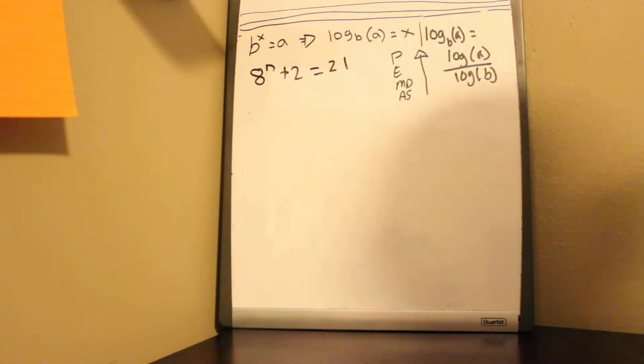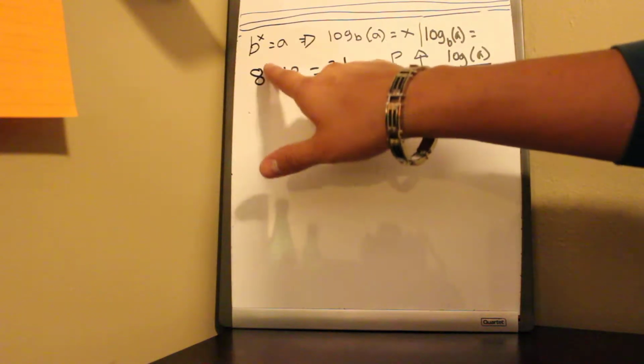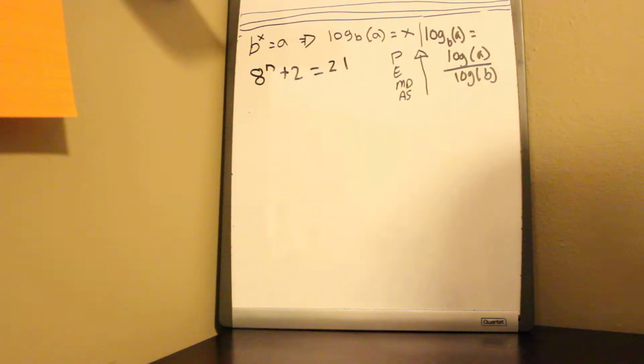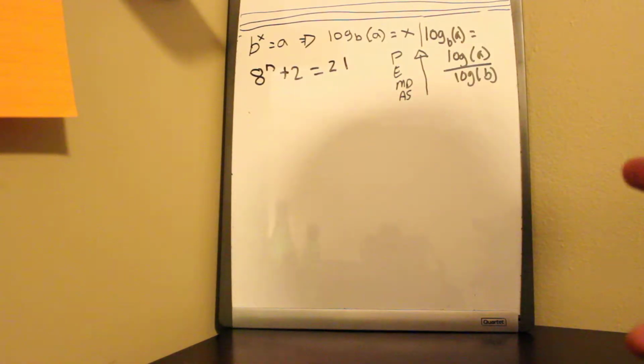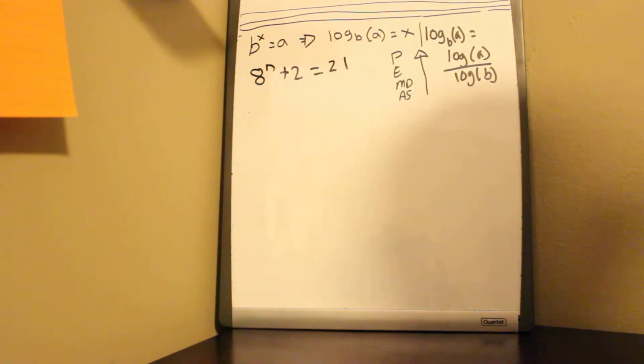I want to go over a tutorial video on how we can solve problems like this right here, which require two formulas that we talked about in class. So the problem that I have listed is 8 raised to the n plus 2 equals 21. Before I even go over this problem, I want to tell you some of the things I've written down.